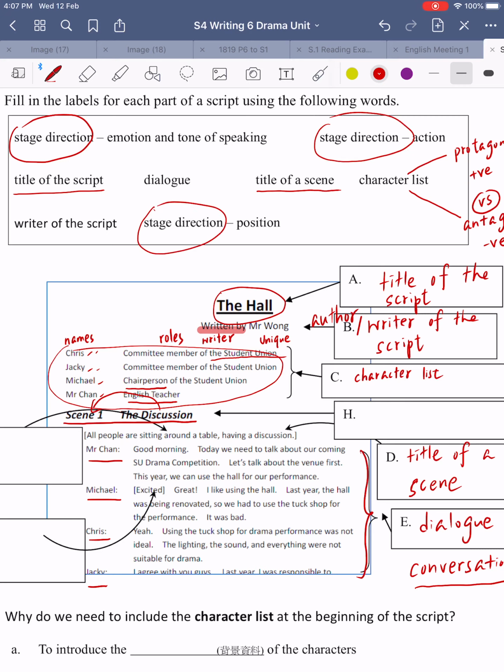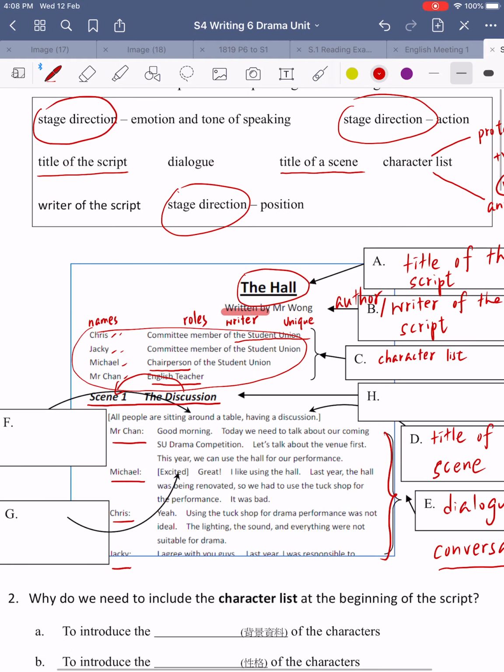As you can see, there are 3 types of stage direction. Of course, we know characters should say something on stage, but how to convey their meaning succinctly, successfully, in a convincing way, we need to use stage direction. And remember, stage directions are usually in brackets, in square brackets.